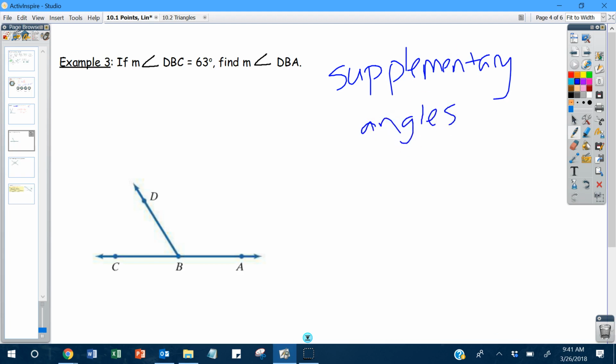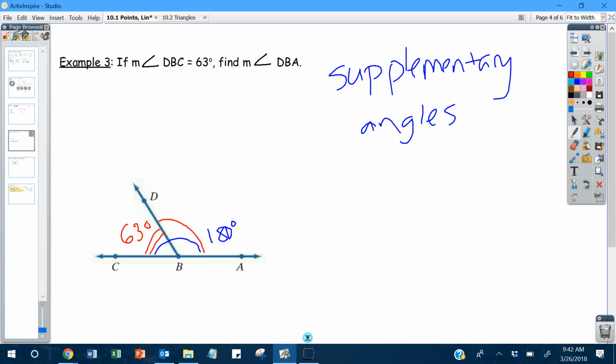Similar to complementary angles, we know that if we start with a straight line, that straight line represents 180 degrees. So if we split that straight line into two pieces with a ray, then those two angles that form that straight line should add up. The measure should add up to equal 180 degrees. So this example says that angle DBC is 63 degrees. So I'm just going to write that in here. And we know the total angle measure is 180 degrees. So what this term means, supplementary angles, are these two red angles that add up to equal 180 degrees.